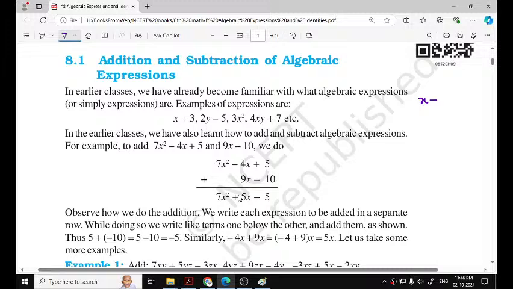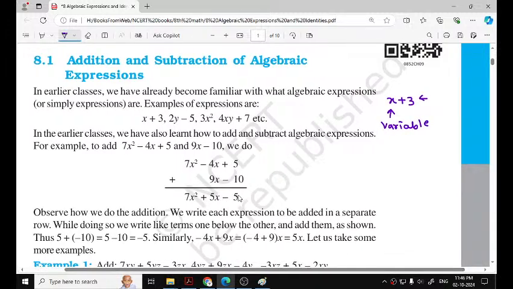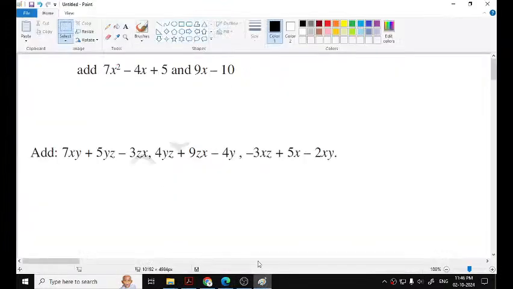X plus 3. This is a combination of a variable and a constant. It is called an algebraic expression. So all these are examples of algebraic expressions. In earlier classes, we have also learnt how to add and subtract algebraic expressions. For example, let us add these algebraic expressions.